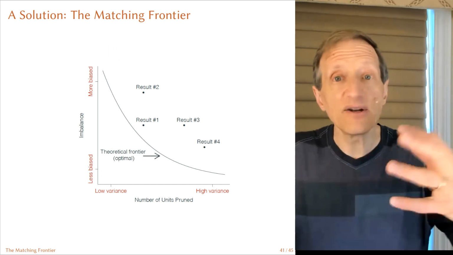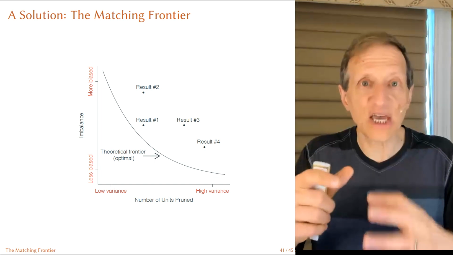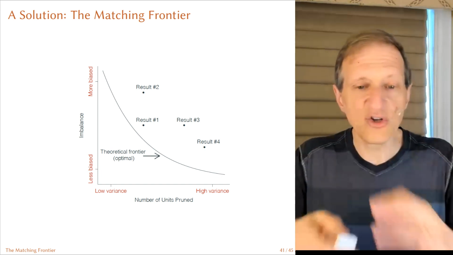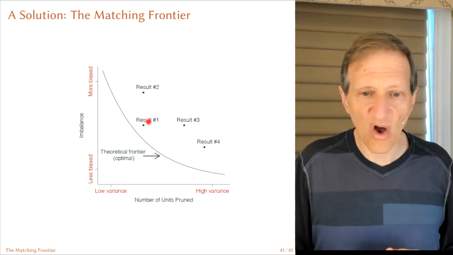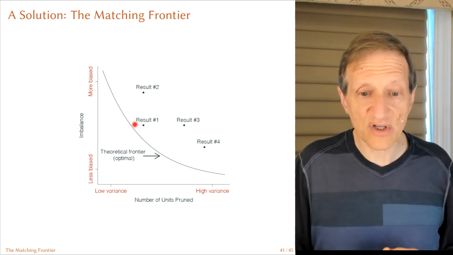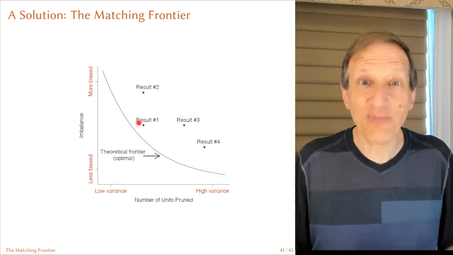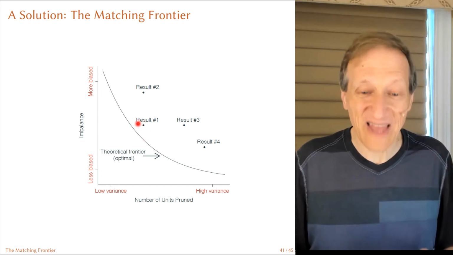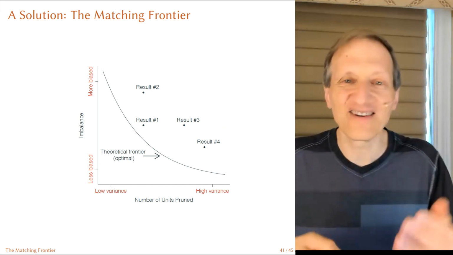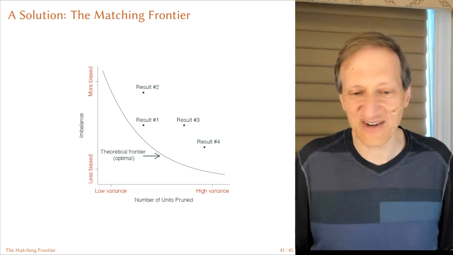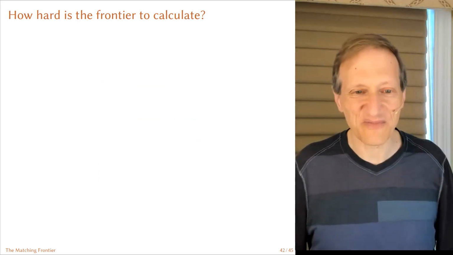In other words, there doesn't exist a matched data set, a subset of your data, that could do better than that. But you would probably want to choose result 1 and not result 2 because this is closer to the frontier. But if this is the frontier, that means there are matched data sets that are on the frontier. So why the heck not find the frontier and find a data set that's at least on the frontier? Okay, we're not going to be in the impossible region.